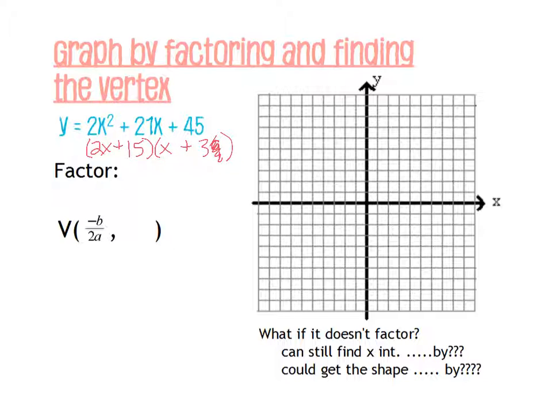Typically when we factor, we set it equal to 0, and we will set each of those quantities equal to 0. I would end up with an x equals, for this first one, if I set it equal to 0, I'd end up with a negative 15 halves. For the second one, if I set it equal to 0, I'd end up with a negative 3. I've solved this problem for x.